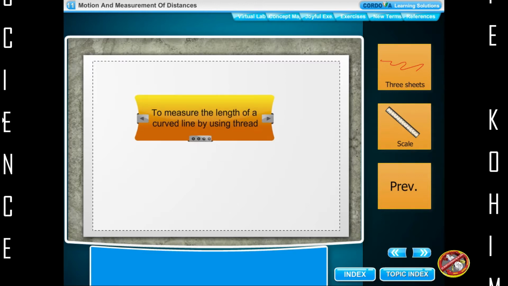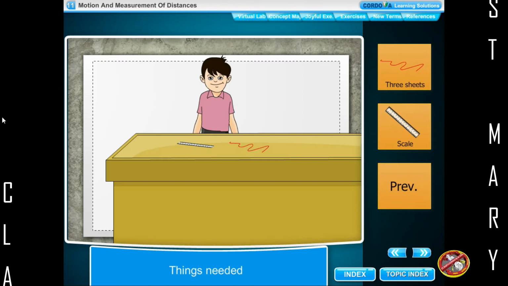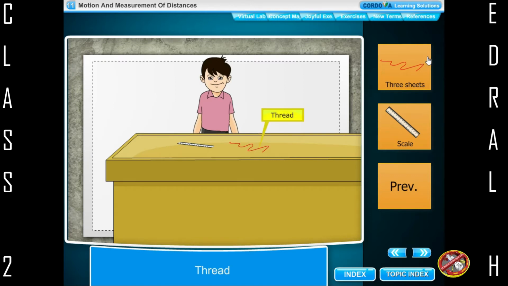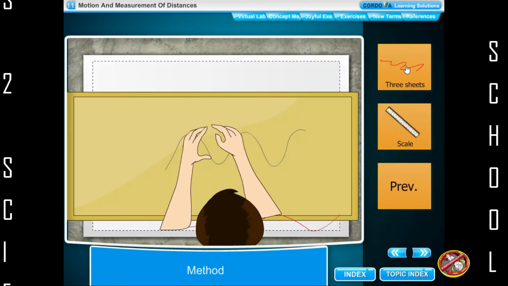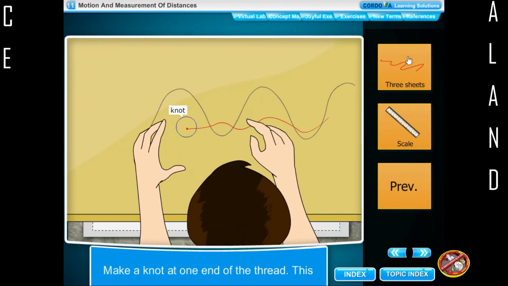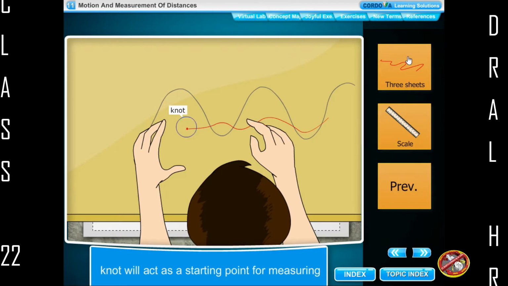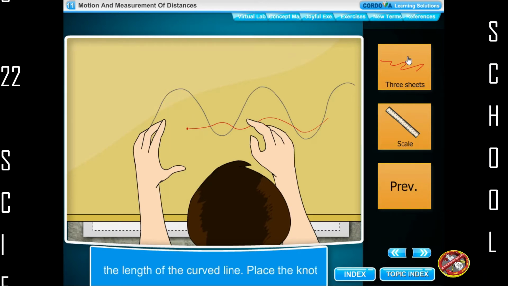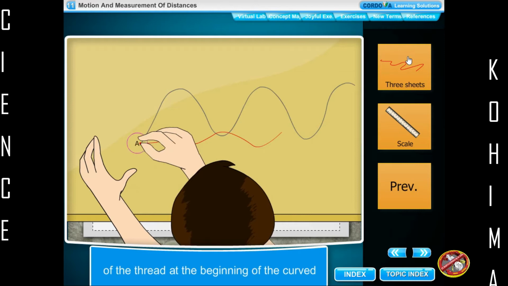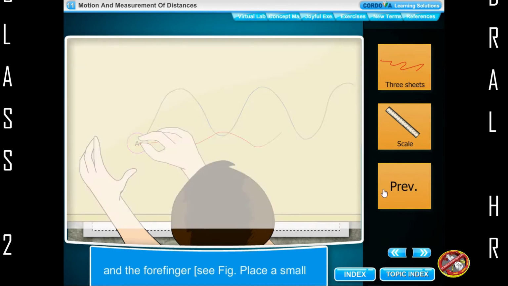Activity 3. To measure the length of a curved line by using thread. Things needed: thread, meter scale. Method. Make a knot at one end of the thread. This knot will act as a starting point for measuring the length of the curved line. Place the knot of the thread at the beginning of the curved line, point A, with the help of the left thumb and the forefinger.